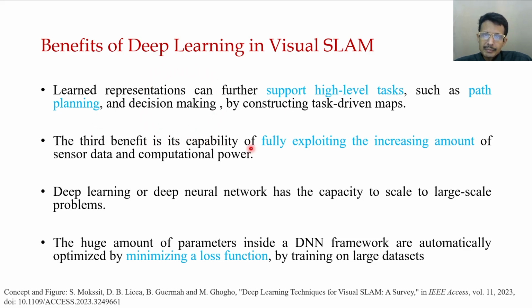The third benefit is the capability of fully exploiting the increasing amount of sensor data and computational power, which deep learning handles very easily. Deep learning or deep neural networks have the capacity to scale to large-scale problems. The huge number of parameters inside the DNN framework are automatically optimized by minimizing a loss function and by training on a large data set. That's the advantage of deep learning.